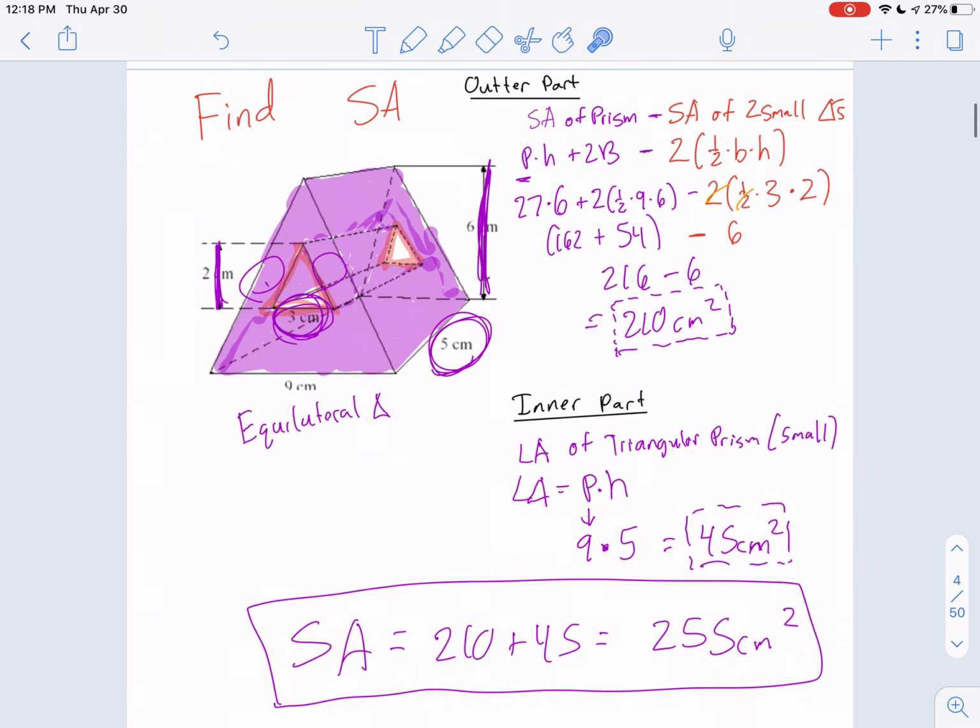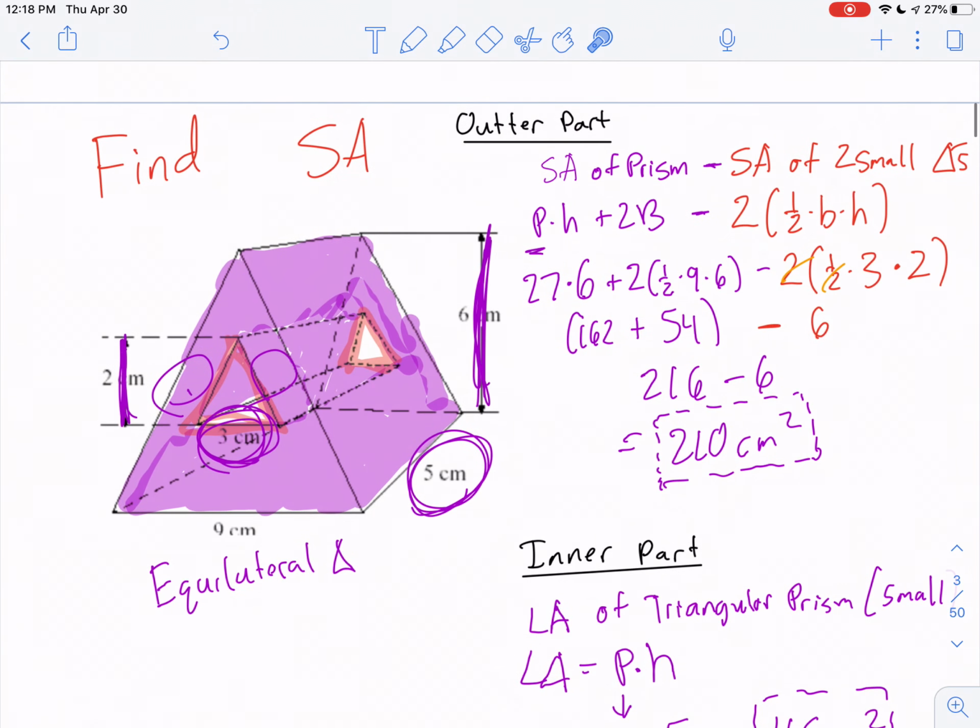Alright guys, check this out. Focus on the outer part, one step at a time. Boom, surface area of the prism. And then the surface area of the two small triangles, you have two of them, so 2 times the area of a triangle. Again, that's the small triangle here. The perimeter of the base is 27.